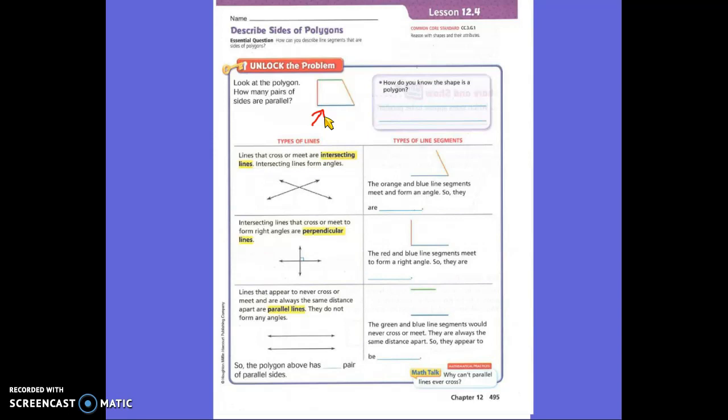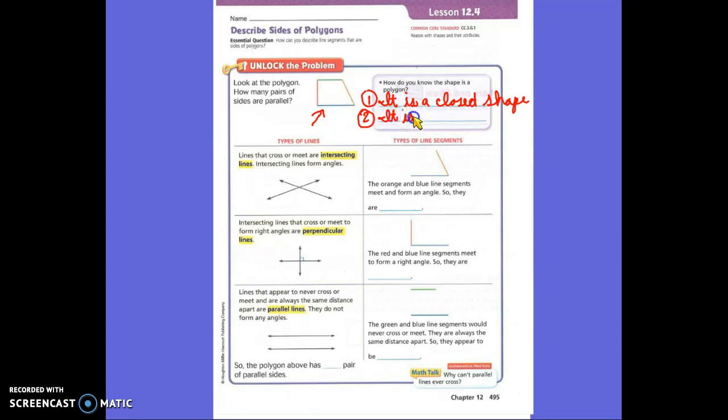How many pairs of sides are parallel? That's the question. How many pairs of sides are parallel? Before we can even answer this, how do we know that this shape is a polygon? What are the rules? We talked about this last week. It has to be closed in straight lines. Okay, first rule is it has to be a closed shape. It is a closed shape. Write it down. And the second one, it has line segments.